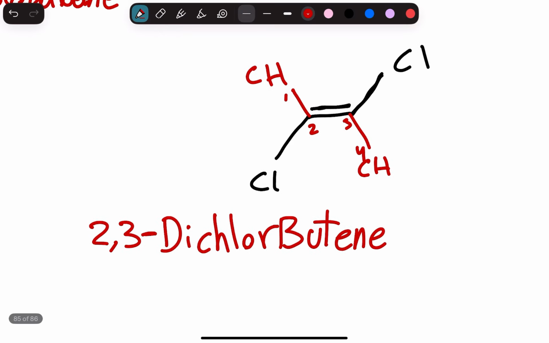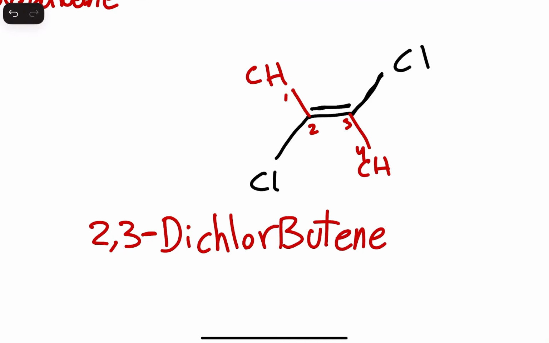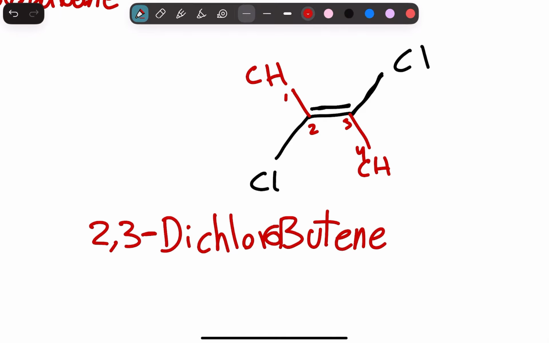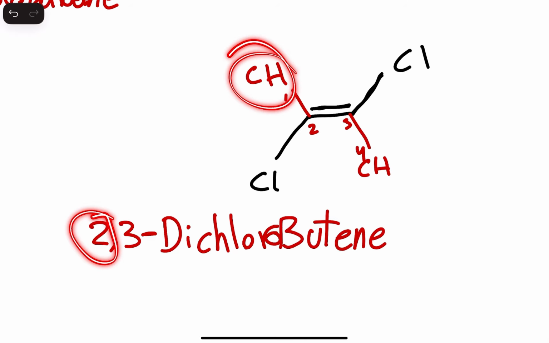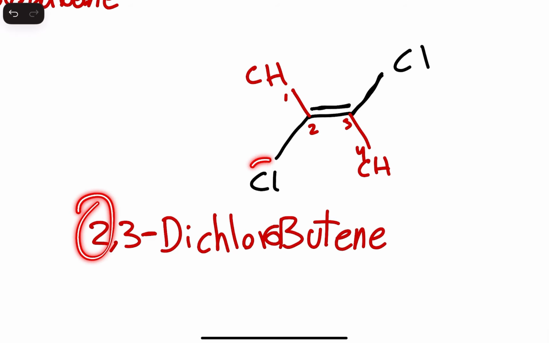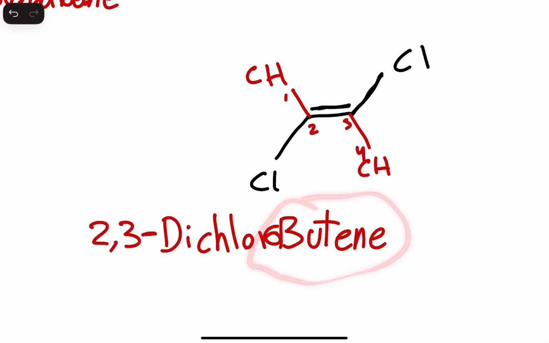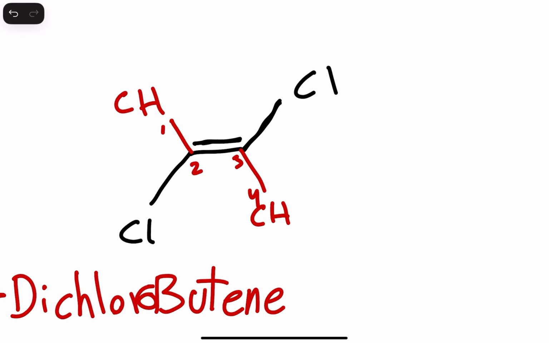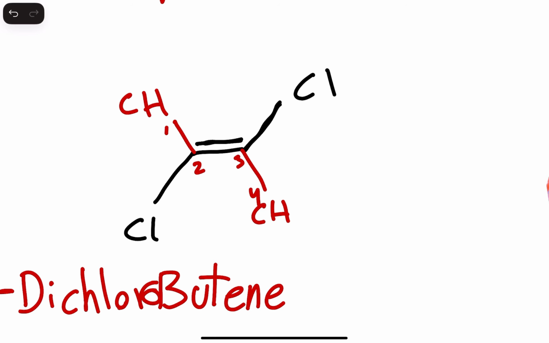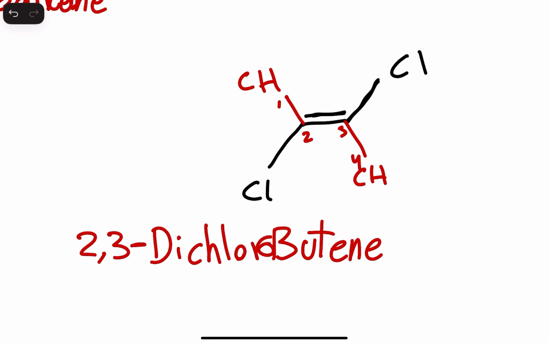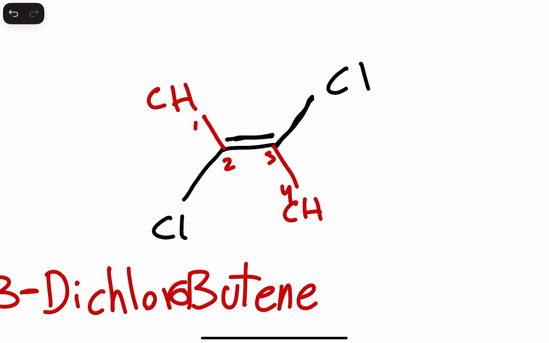So this would be called dichlorobutene, because there's a chlorine atom here, and there's a chlorine atom here, and then we state that there's 2 of them, what they are, and then the main chain. But what does this mean for alkenes, and why is there a rule where we have to add one more bit to the name to identify what this is?